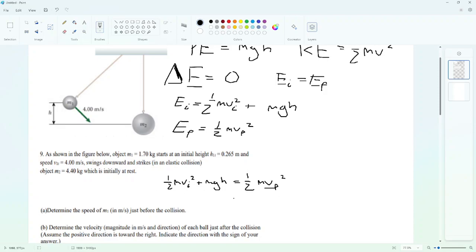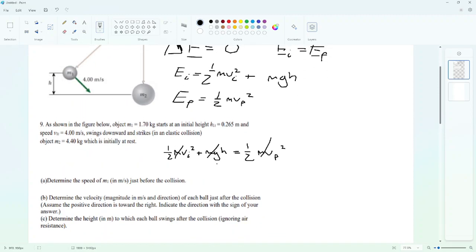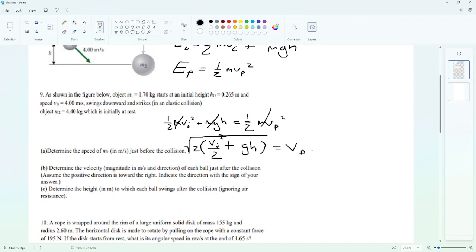We can go ahead and solve for velocity final. We see that the m's are present, so we can cancel that out. And if we isolate our velocity, this is going to be equal to our velocity, which I'm going to calculate right now. The velocity final is going to be equal to 4.604 meters per second.